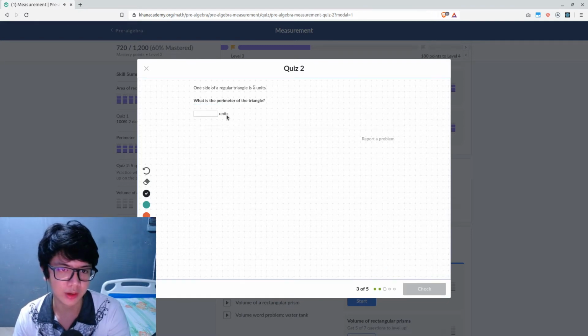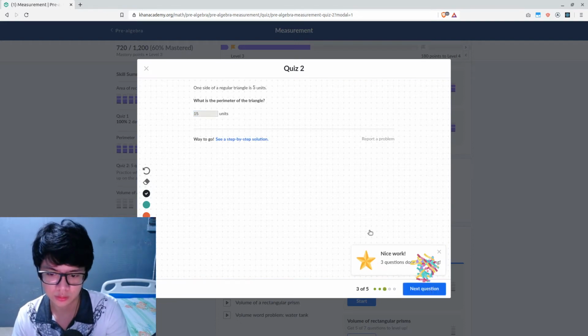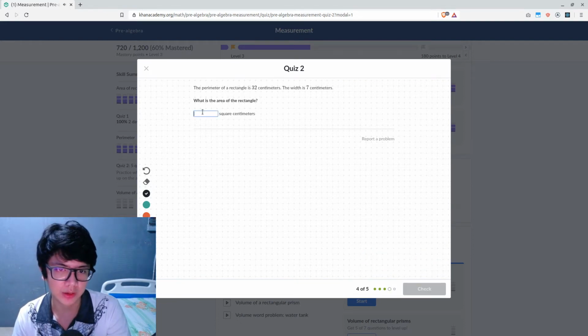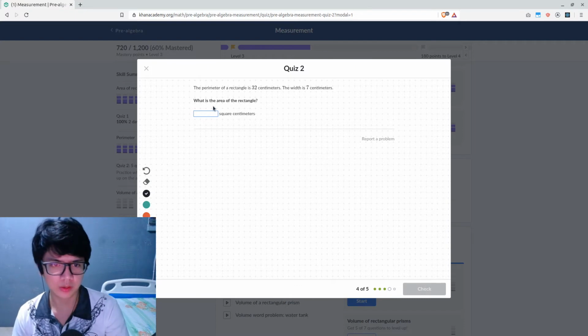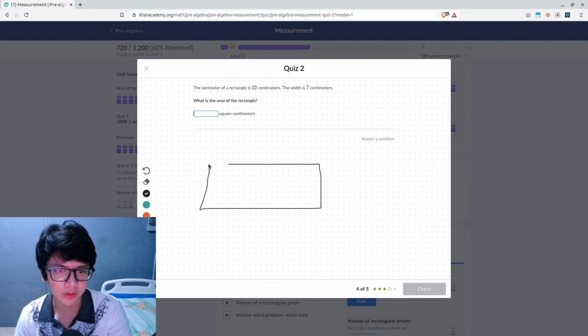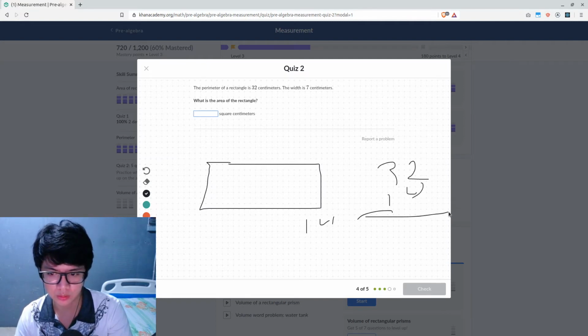One side of a regular triangle is 5 units. What is the perimeter? The perimeter of a rectangle is 32 centimeters. The width is 7 centimeters. What is the area of the rectangle? Okay, so if this is 7, wait, what? The perimeter of a rectangle is 32, right? The width is 7. So I have 14. 32 minus 14.